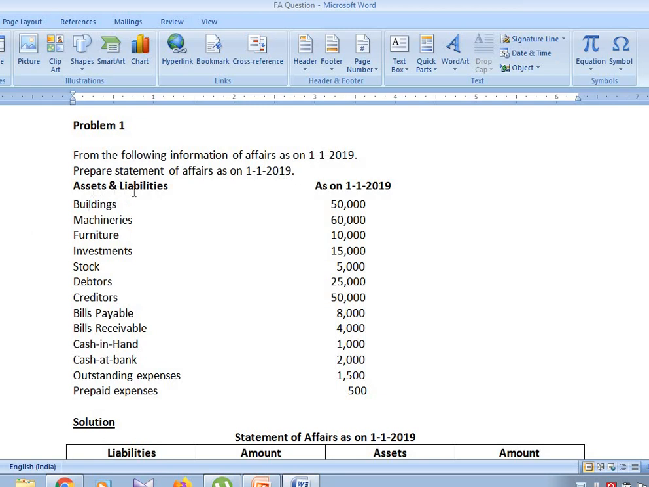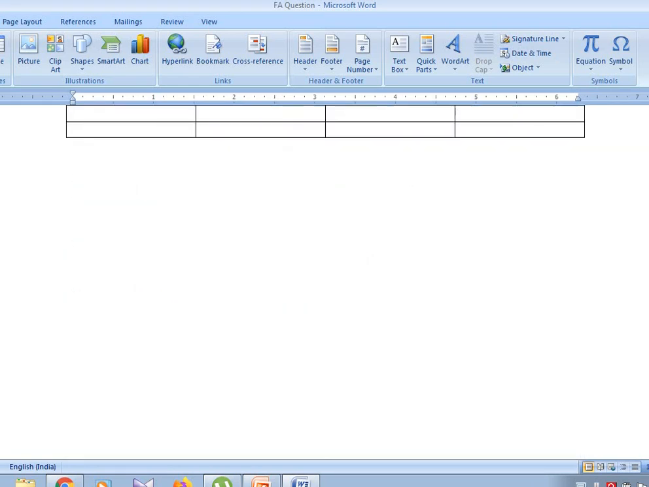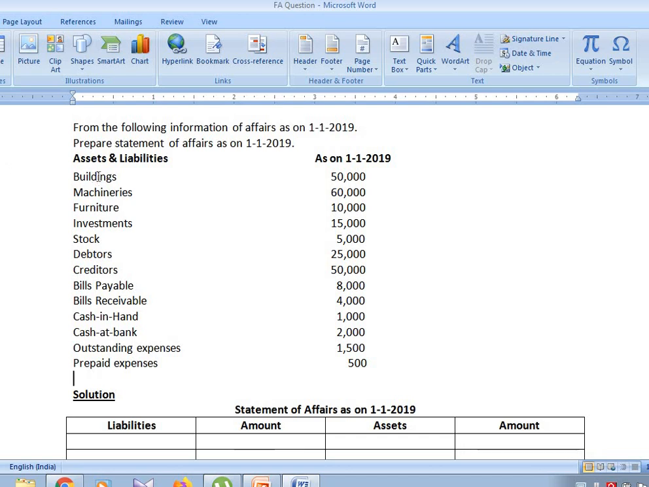So you have the different assets and liabilities, and these assets and liabilities are as on 1/1/2019. So this is the question wherein you have building, and the amount is 50,000. Next, machinery, and the amount is 60,000. Furniture, the amount is 10,000. Investment, and the amount is 15,000. Stock, 5,000. Debtors, 25,000. Creditors, 50,000.